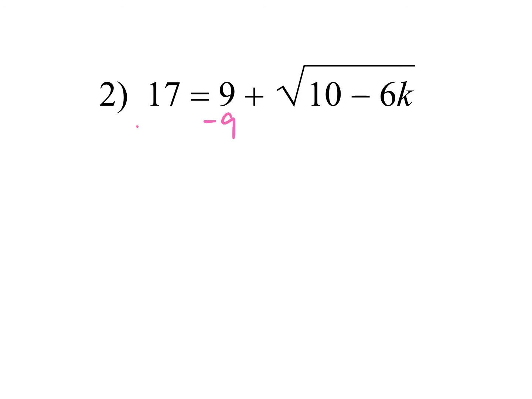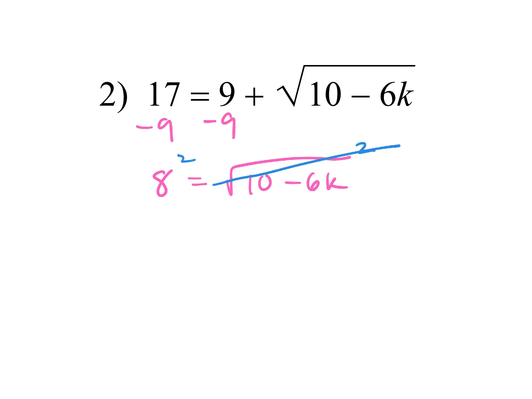Subtract 9. So what is 17 minus 9? 8. So 8 is equal to the square root of 10 minus 6k. What do I do next? Square it. So I square both sides. What is 8 squared? 64. And it cancels out with the square root on the right side. So now I just have 10 minus 6k.